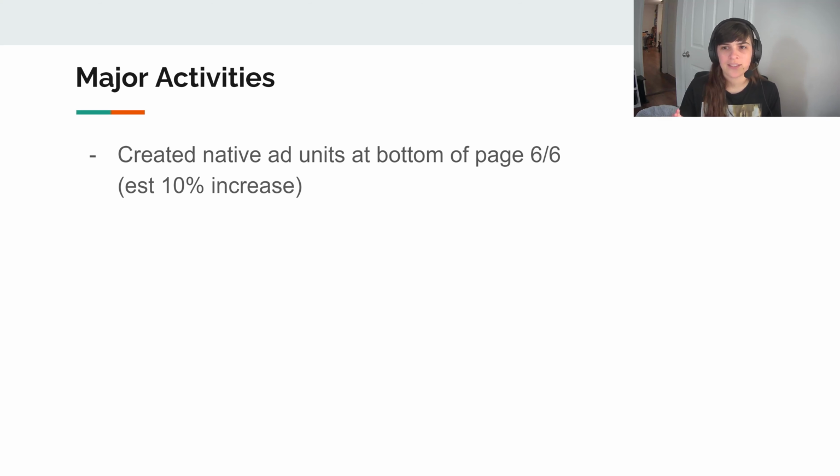So native ad units from Ezoic are basically those ads at the bottom that say something like related content, and they'll have different articles not on your site to go to. They're a little bit spammy in my opinion, but they're at the bottom of the page. And honestly, very few of my users even make it to the bottom of the page. So if they do, great, I'll get the income if they get the impression.